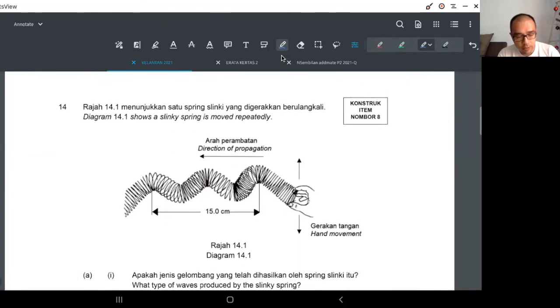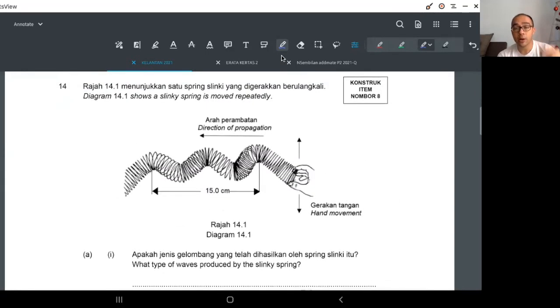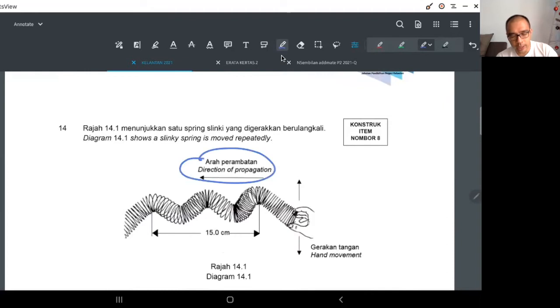All right, 14.1 shows a slinky spring move repeatedly. Okay, so what is the type of waves that are produced by the slinky spring? This is obviously a transverse wave. Okay, because the direction of propagation and the vibration of molecules is perpendicular. Okay, so the wave is going up and down, but the wave is also going forward. So that is, sorry, the movement of the wave, the propagation of the wave, is moving forward. So this is a transverse wave.